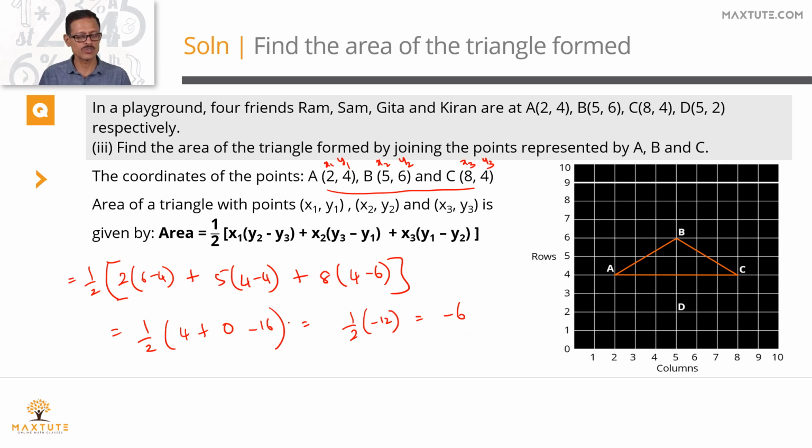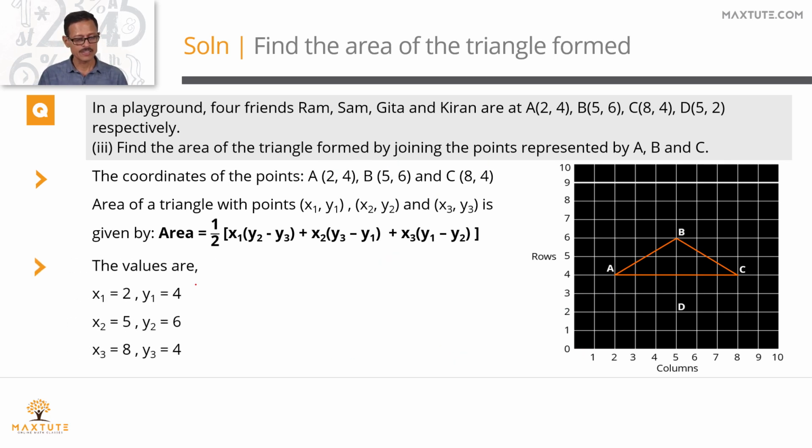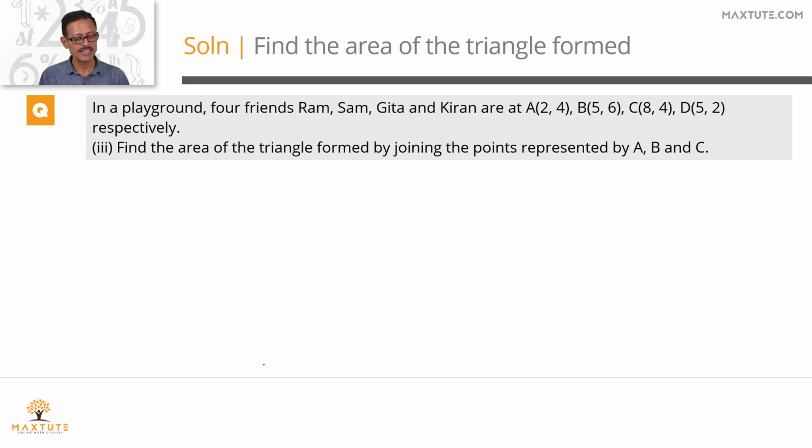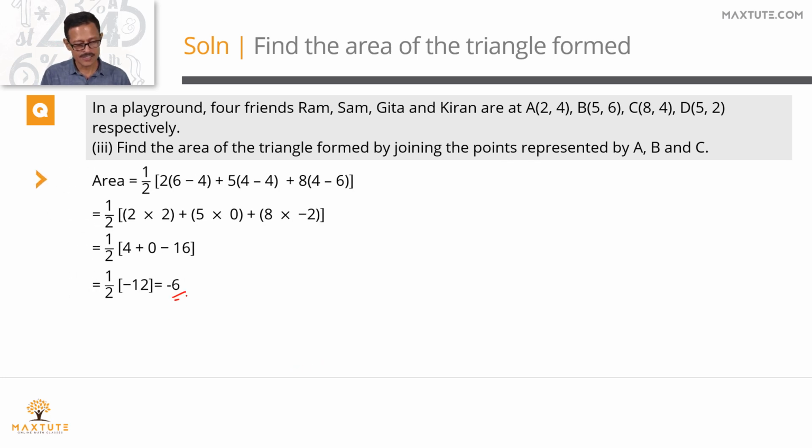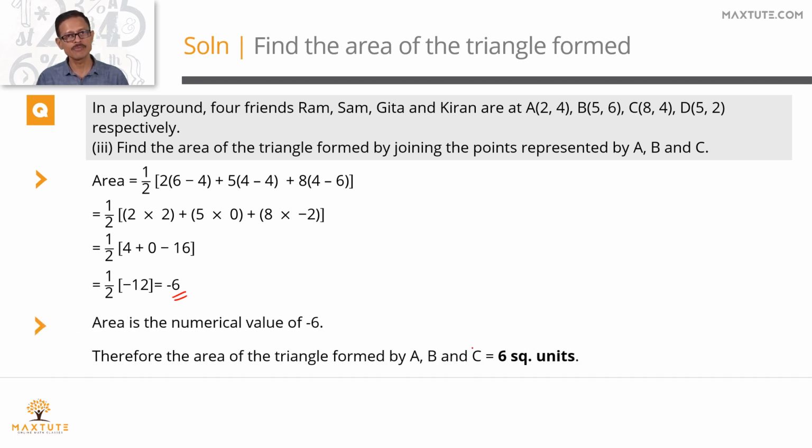The numerical value is all that counts. Ideally, we would have wanted to write this formula as a modulus. So modulus of minus 6, or the numerical value, 6 square units, is the area of the triangle formed by joining these 3 points A, B and C. Summarize it in a printed form. Basically we plugged in the values x1, y1, 2 and 4, x2, y2, 5 and 6, x3, y3, 8 and 4, to get the answer minus 6. The numerical value of minus 6 is the area, which is 6 square units.